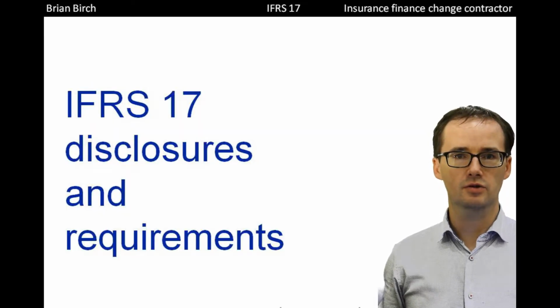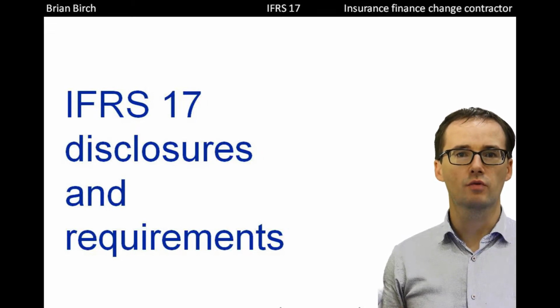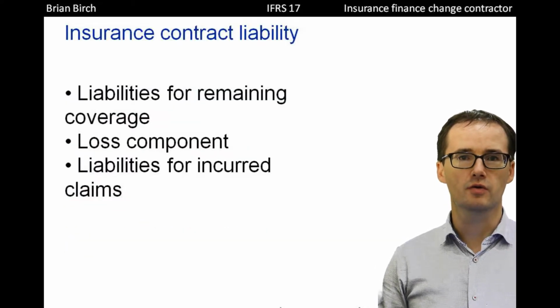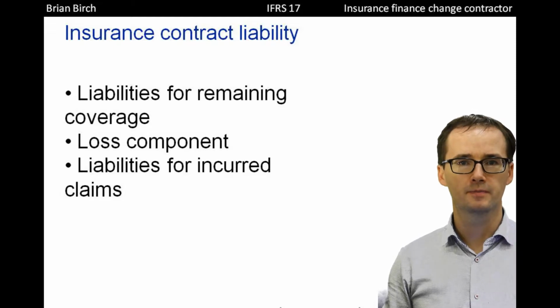IFRS 17 disclosures require quite a bit of work to understand the detail and have flexible reporting, so that you can report what you want to when you want to. Two of the main disclosures are in paragraph 100 and 101.